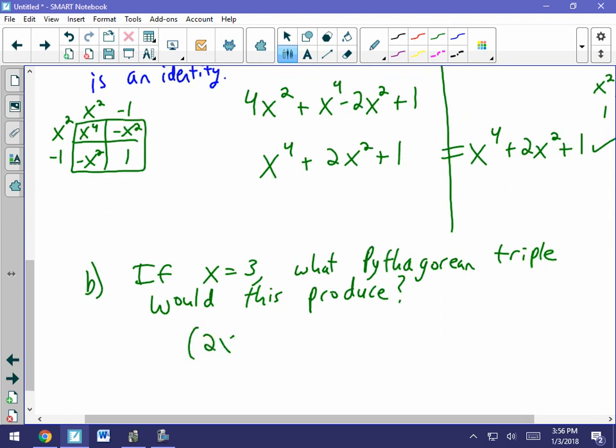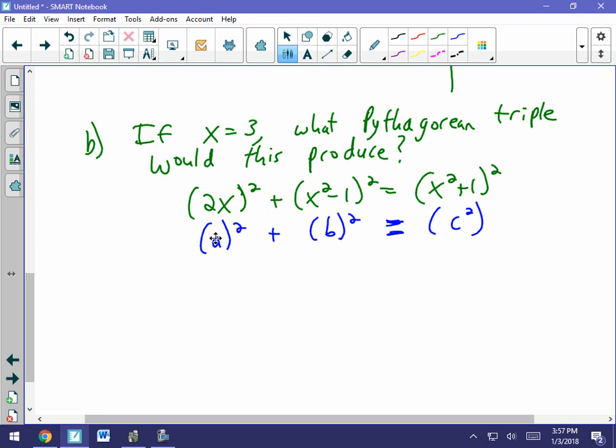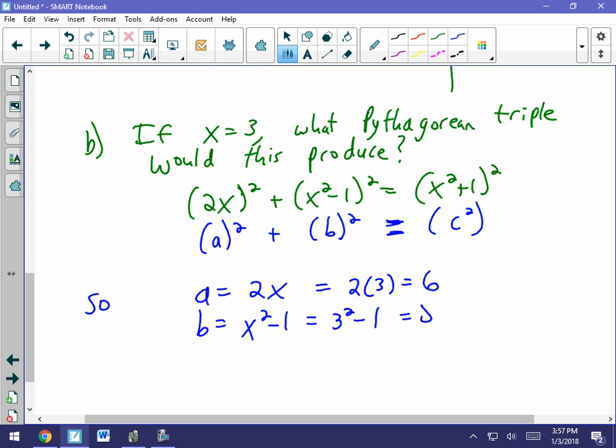Again, the identity says that (2x) squared plus (x squared minus 1) squared is equal to (x squared plus 1) squared. So really, that's our a squared plus b squared equals c squared formula. Whatever's in these parentheses, that's equivalent to a; whatever's in these parentheses and gets squared, that's equivalent to b; and whatever's in these parentheses and gets squared, that's equivalent to c. So a would be equal to 2 times x, and x is 3 right now, so a is 6. b is equal to x squared minus 1, so 3 squared minus 1, 9 minus 1 makes 8. And c is equal to x squared plus 1, so 3 squared plus 1, 9 plus 1 makes 10. So we end up with this Pythagorean triple, 6, 8, 10.